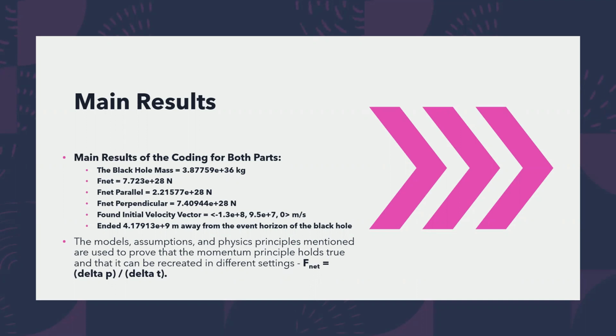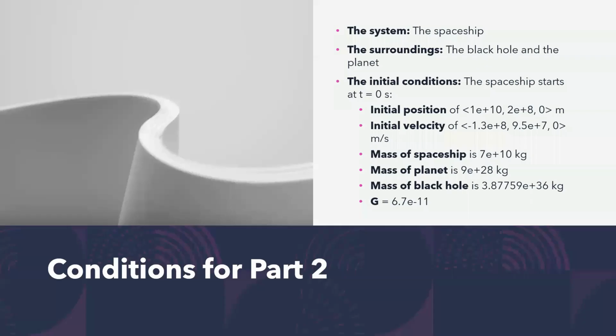And in part 2, we ended 4.1793913 E plus 9 meters away from the event horizon of the black hole. And all the models, assumptions, and physics principles mentioned are used to prove that the momentum principle holds true and that it can be recreated in different settings. F net equals delta P over delta t.